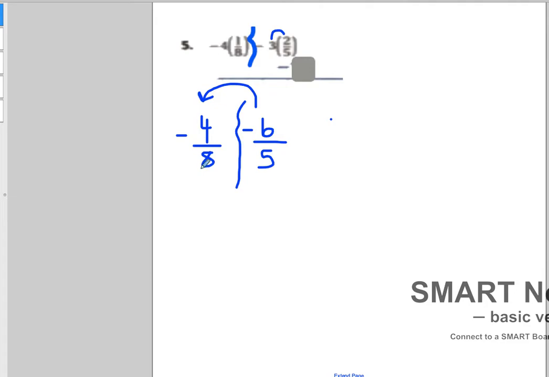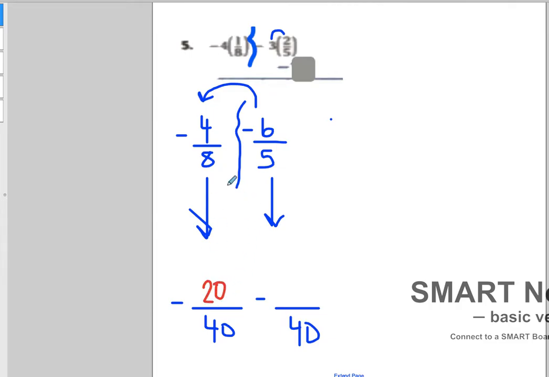Now we don't have common denominators here, so we've got to get common denominators. So 8 and 5 can get me to 40ths. And how did I go from 4/8 to 40ths? I must have multiplied by 5. So what I multiply to the bottom, I multiply to the top. 4 times 5 is 20. And on this one, we have to multiply by 8. So 8 times this 5 gets us 40ths, and then we'd have to multiply this top number by 8, and that gets me 48.